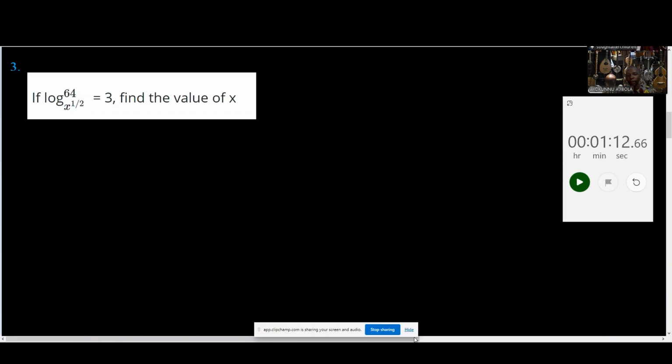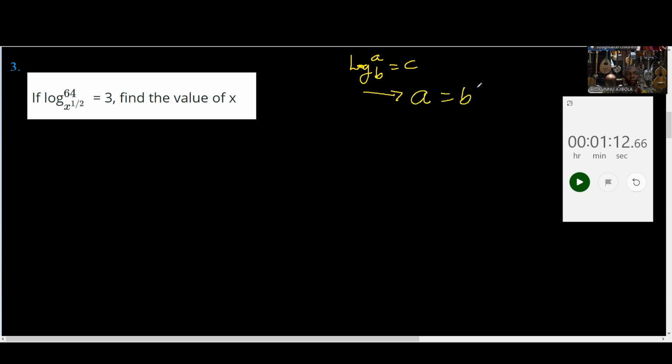Question. It's another question that will involve the use of theory of logarithm. And this time around, the theory we'll be using is something that says that if you have log A base B equals C, you can change it back and it becomes A equals B raised to power C.